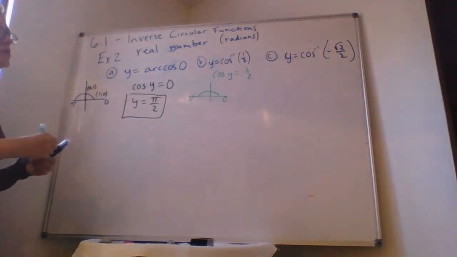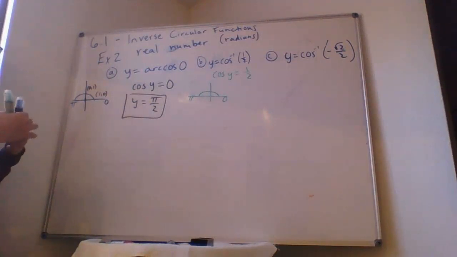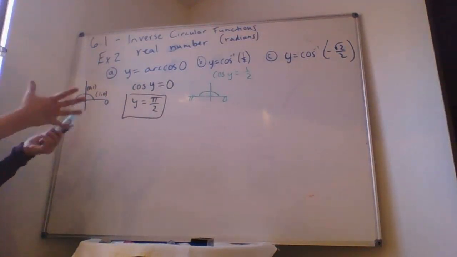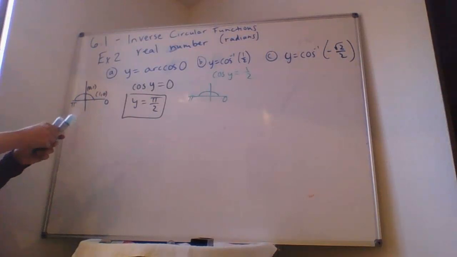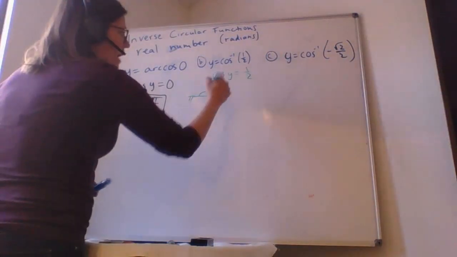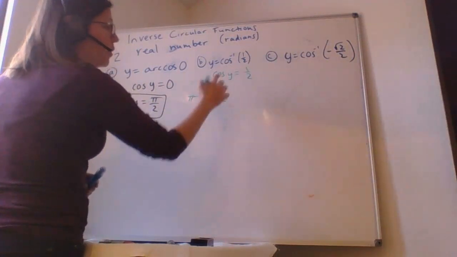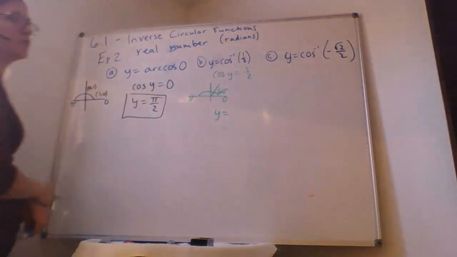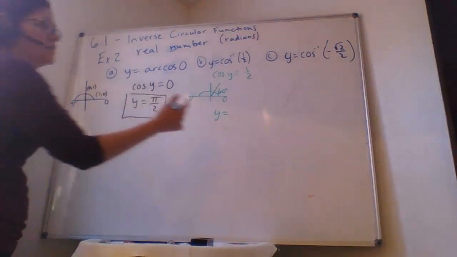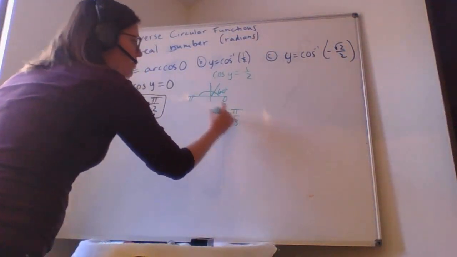So where is cosine 1/2? It's going to be a 30 or a 60, and you might play around with it to figure out that it's a 60. We'll have a 60-degree reference angle, but we must give y in terms of radians. So 60 degrees is the same as pi over 3.